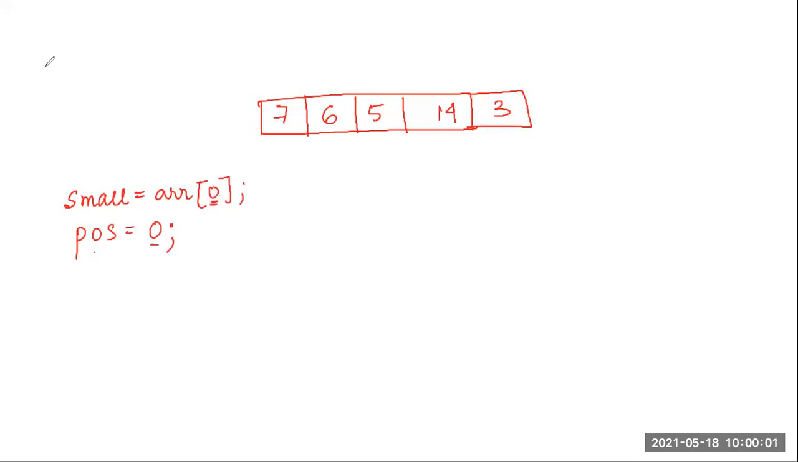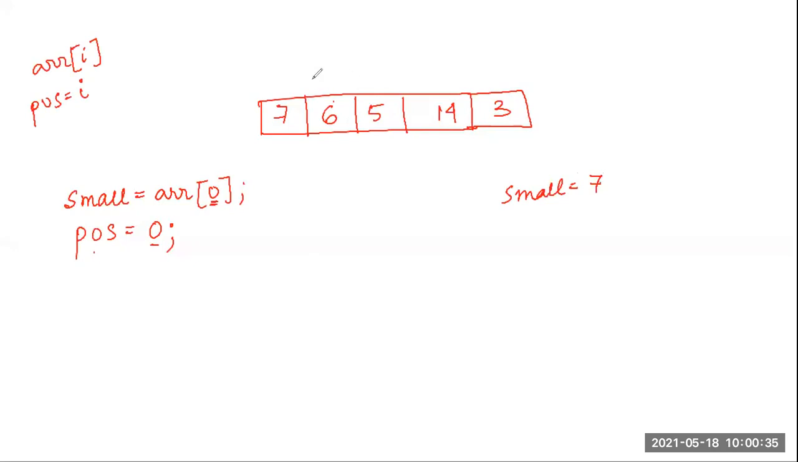Whatever I write in my array at index i, the same position it will have in i. So if I am writing 0, my position will also be 0. So first, what was I doing? In my small variable, I was keeping this value 7, and then I was comparing this small variable with this element, this element, this element and this element.